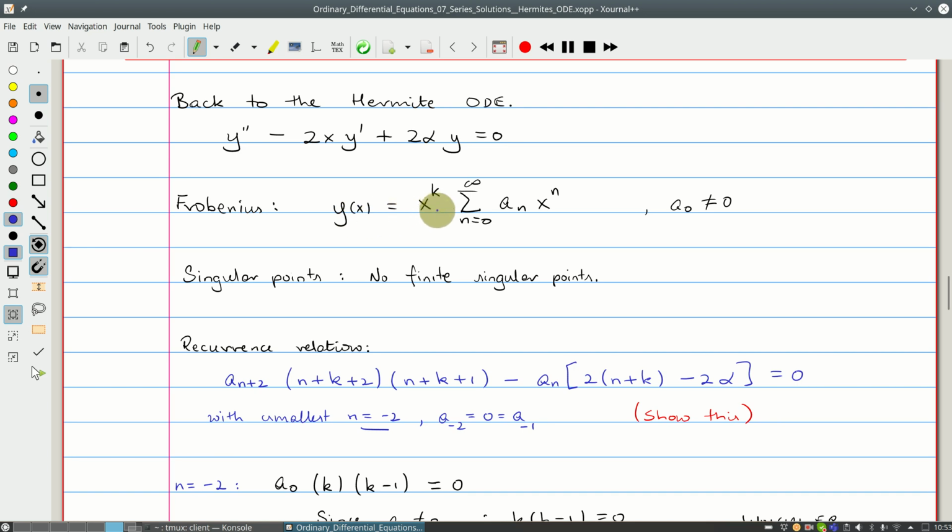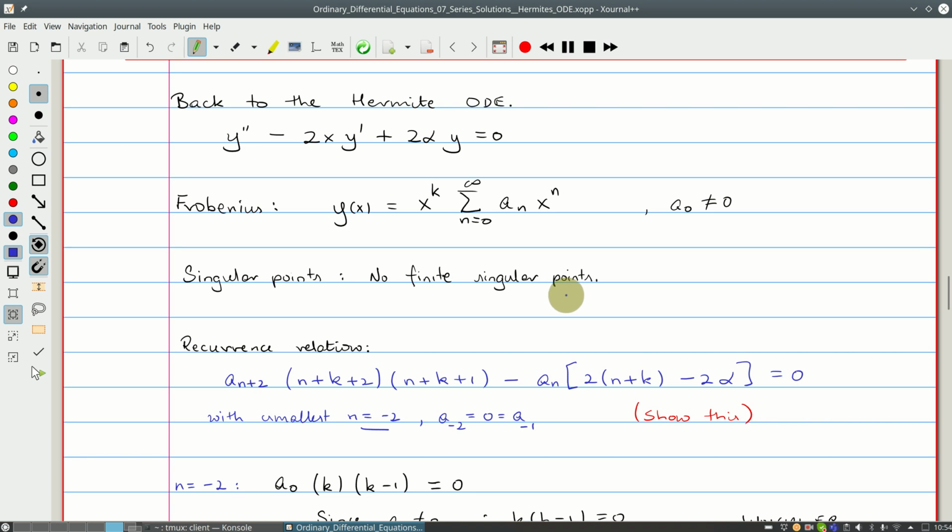So y is expanded as x to the k times a power series, and as usual a naught is not 0. We need to find the singular points. Well, there are no finite singular points. It's already in the standard form, so p of x is minus 2x. It's well behaved for all x except x going to infinity, and q of x is well behaved. It's just a constant. So there are no finite singular points.